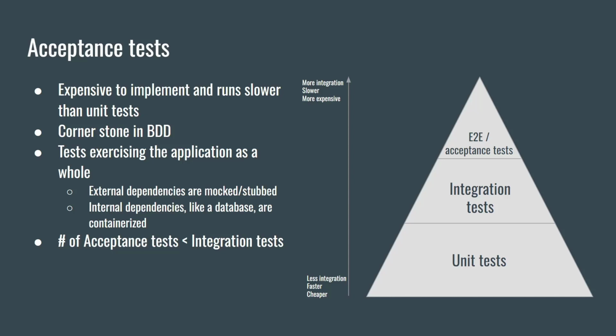sort of push one button. We expect something to happen on the screen, or we make a request to the API and we expect a certain behavior. So it's kind of like black box testing. We will still usually mock or stub the external dependencies, but all internal dependencies like databases and stuff like that are tested as a part of the test. So they're usually containerized because that's an easy way to do it. But all the internal dependencies should be spun up as a part of the end-to-end or the acceptance tests. And just like before, we have fewer acceptance tests than we have integration tests, and that's because they're quite expensive to implement.